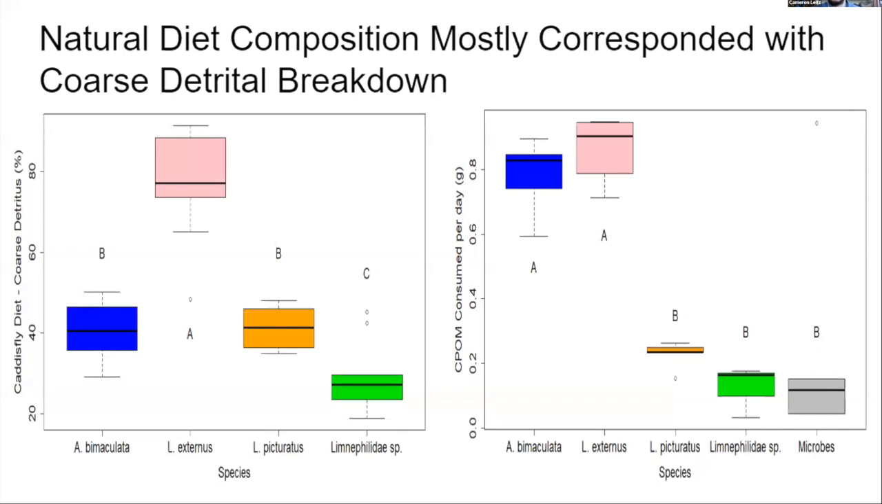This was interesting, and we thought that this could possibly be due to a competitive interaction with externus. It has a high coarse detrital breakdown rate in the microcosms, but it wasn't able to consume a lot of coarse detritus in natural conditions, so we think something is preventing it from consuming a lot of coarse detritus in the natural ponds. We hypothesized that there might be a competitive interaction where externus is outcompeting Vermaculata and forcing it to switch to food resources that are either less nutritious or less abundant.